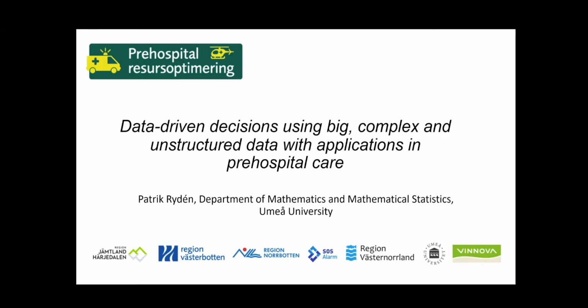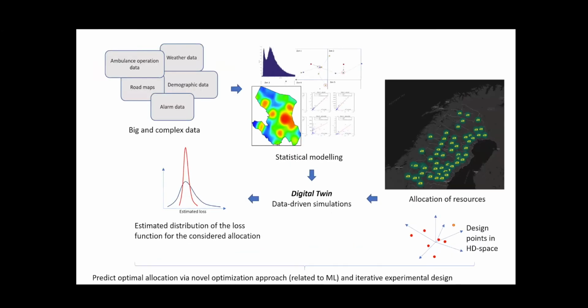This is about pre-hospital care. What you see here on the right is all the ambulance stations in northern Sweden. They are scheduled differently over time, and at each station there can be several ambulances. So the question here is, how should we place our ambulances? How should we schedule our ambulances in order to reach the best pre-hospital care? So this is the problem.